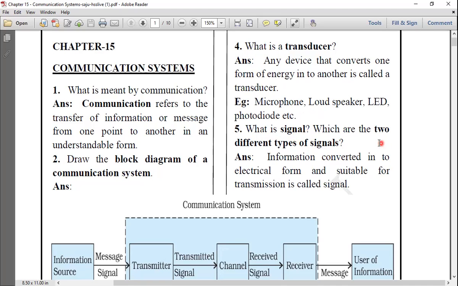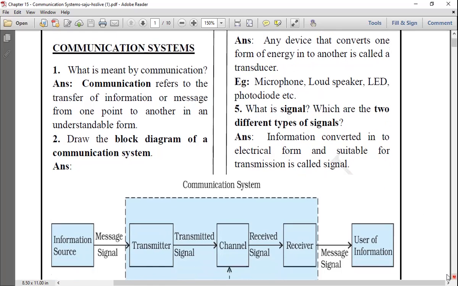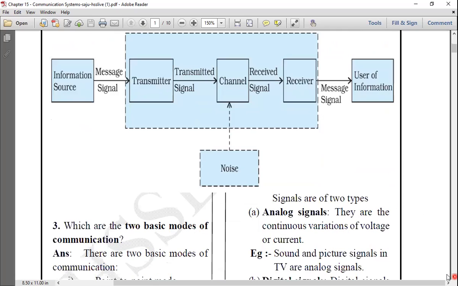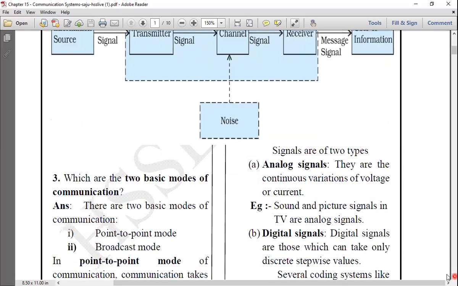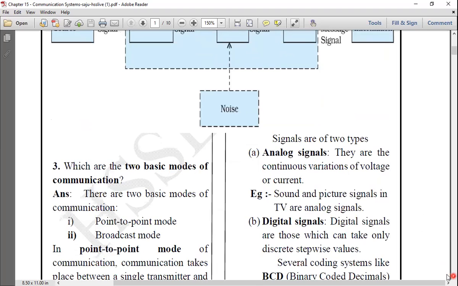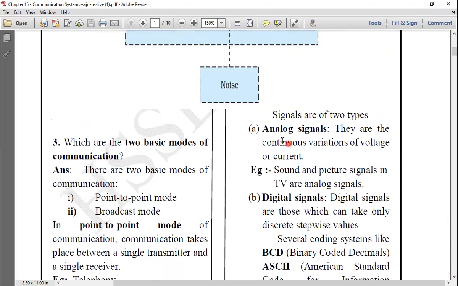Next is what is signal? Which are the two different types of signal? Information converted into electrical form and suitable for transmission is called signal. Whatever we are speaking, if we are converting that into electrical signal, then it is easy to transfer. Now signals are of two types.